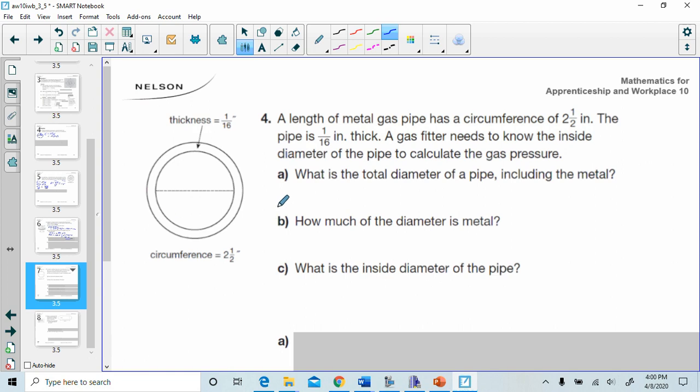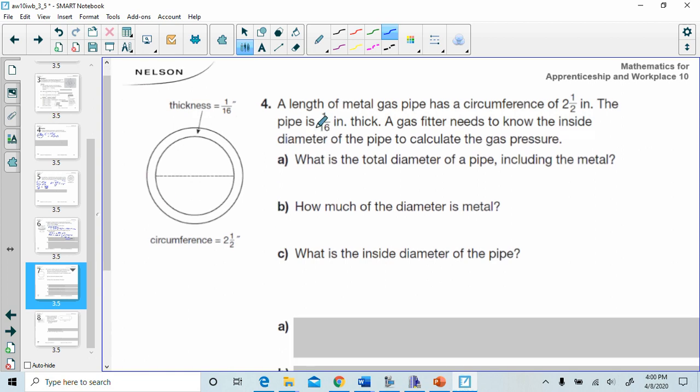Next one. Looking for information about the length of metal a gas pipe has. In this case, this pipe has a circumference of 2.5 inches, which means the distance around the pipe is 2.5 inches long, and the pipe itself is 1/16 of an inch thick. You can divide that out to see it in decimal form as well.